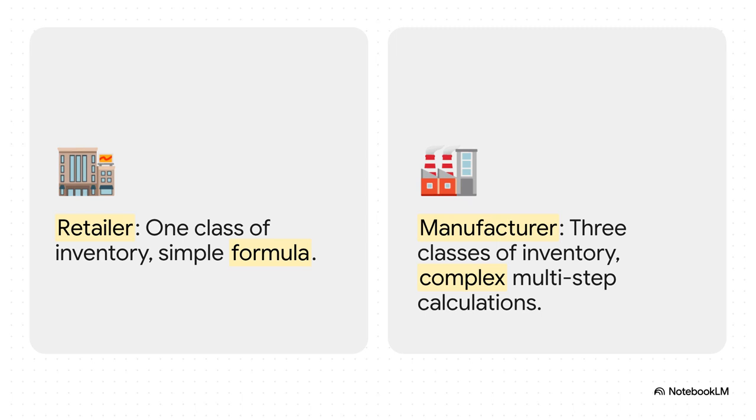But a manufacturer? They build from scratch. That completely changes the game for tracking inventory. Instead of just one class, manufacturers juggle 3 distinct classes of inventory. And because of that, we have to use these multi-step calculations just to figure out what was actually sold.